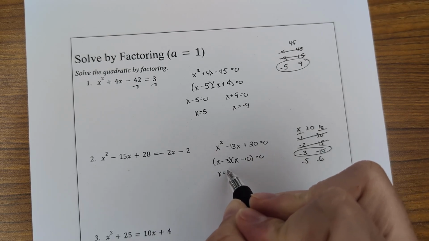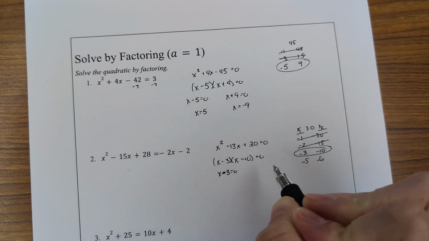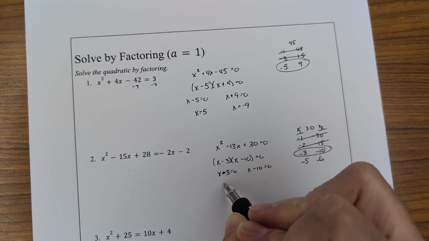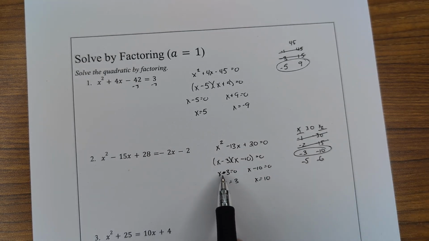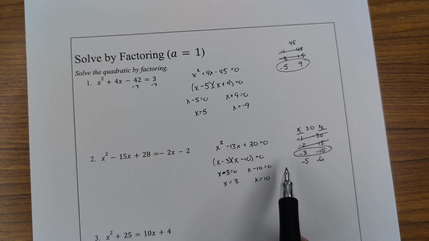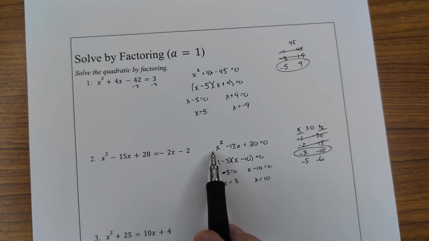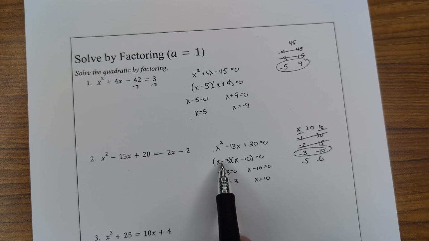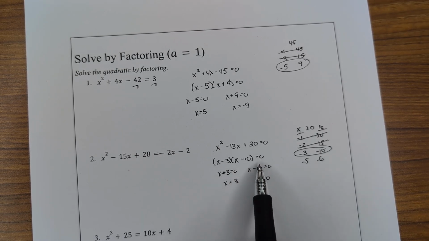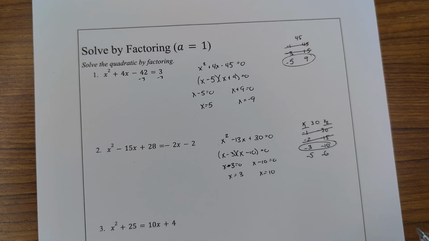So x minus 3 is equal to 0. x minus 10 is equal to 0. So x is 3 and x is 10. What I'm about to do there is that once you know the factors, if the a value is 1, the solutions are just the opposites of the factors. So since the factors are x minus 3 and x minus 10, the opposite of negative 3 is positive 3. The opposite of negative 10 is positive 10.